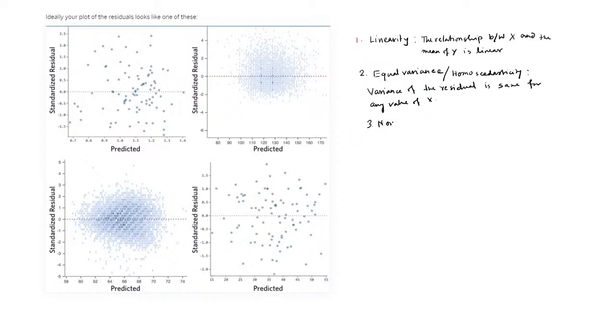Third assumption is normality. Normality assumption means residuals are obtained from the normal distribution, and fourth is independence. That is, observations are independent. This can be checked by the Durbin-Watson test. We will discuss it later. So these are the four assumptions, and the first three assumptions can be verified from the residual plot.